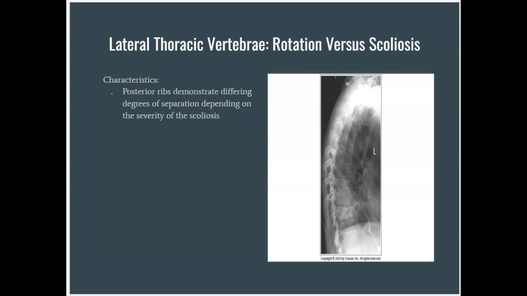So let's talk about, on a lateral thoracic spine projection, how to determine rotation versus scoliosis. On a lateral projection with a patient with spinal scoliosis, it may look like there are varying degrees of rotation. The posterior ribs will demonstrate differing degrees of separation depending on how severe the scoliosis.